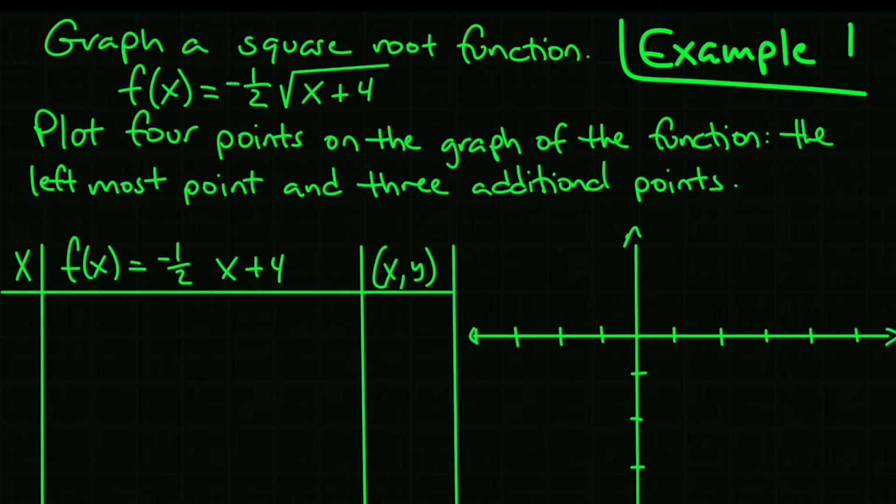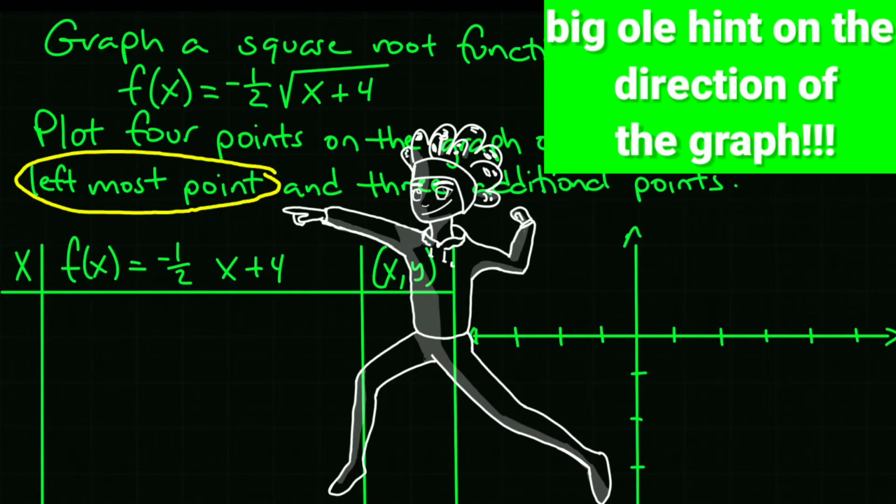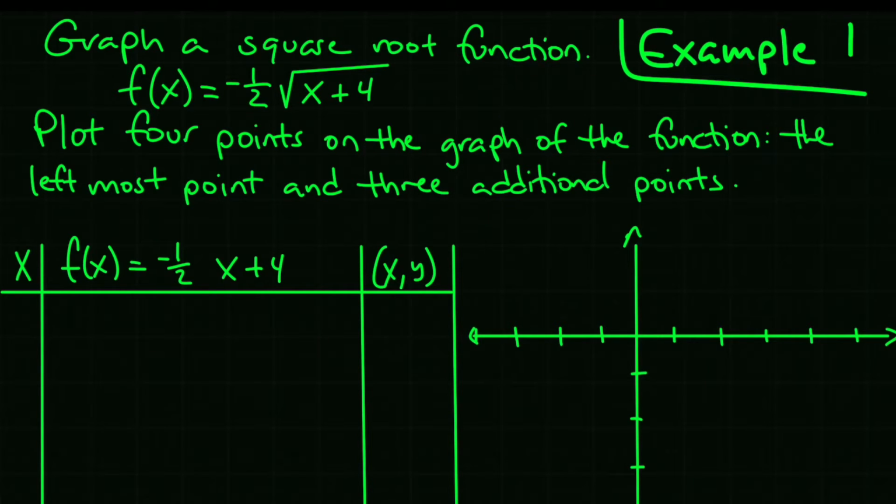All right, so for our first example, we have graph a square root function, f of x is equal to negative 1/2 times the square root of x plus 4, and plot 4 points on the graph of the function, the leftmost point, and 3 additional points. So we are trying to figure out what's the value of x that would make this a perfect square.